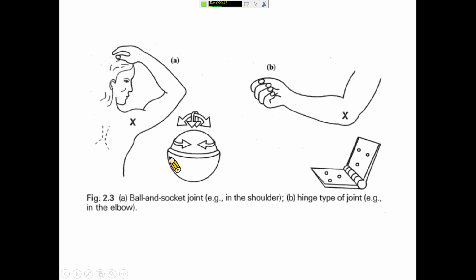And for this joint, it's more like a hinge at the elbow. It's different. The motion is more restricted like that. It goes like that. It's like a door hinge. It closes and opens only. So this is a hinge joint. But again, there is some space. That is why you can do this.